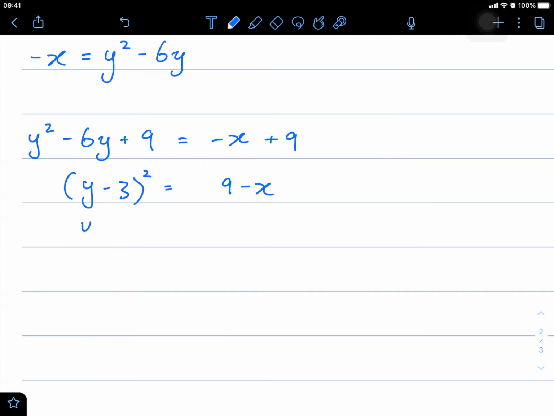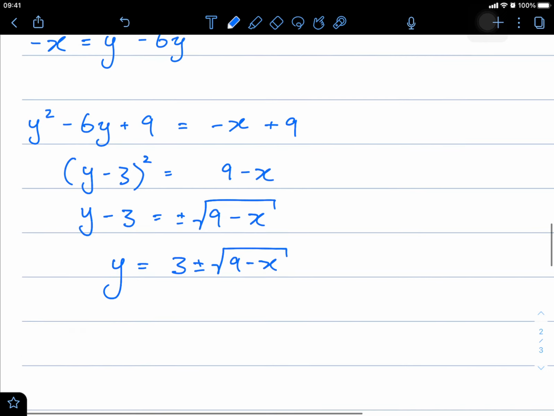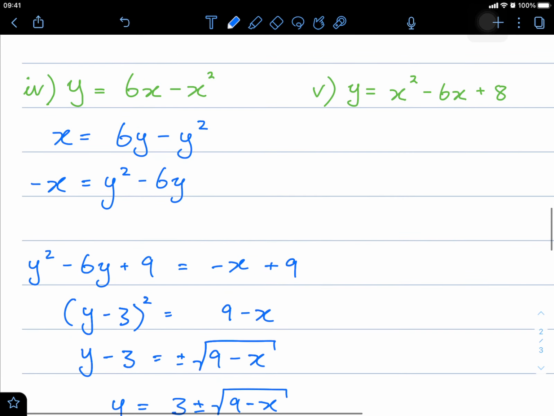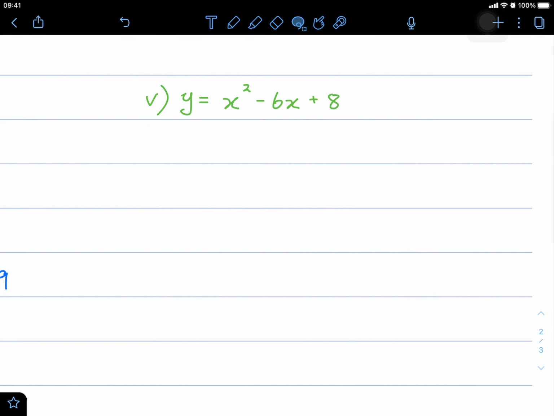Take the square root of both sides. We need to take positive and minus. And this gives us y equals 3 plus or minus the square root of 9 minus x. And this is the inverse of this one. One last example. You can pause the video and give this a go.